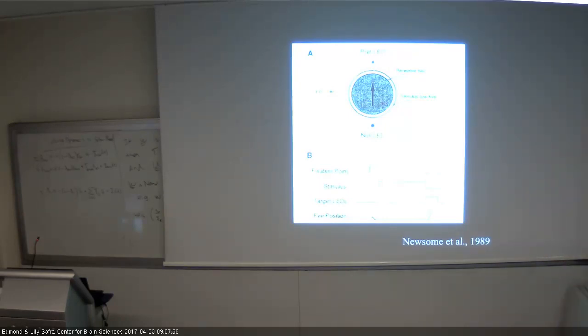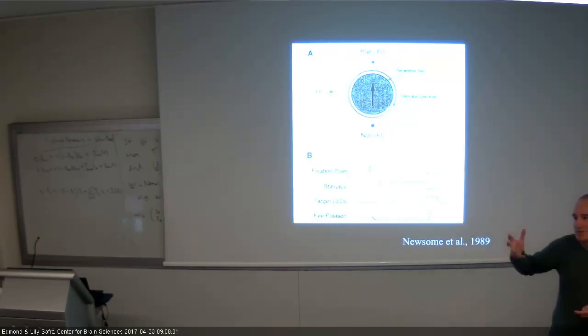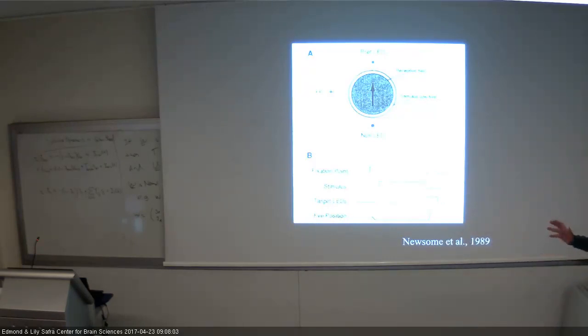So of course, if that were not the case, then the monkey would automatically fixate here, and of course then the receptive field of that cell would be here, and the cell would stop firing. So if we want to assess the cell's sensitivity compared to the monkey's sensitivity, we have to give the optimal conditions for the cell.